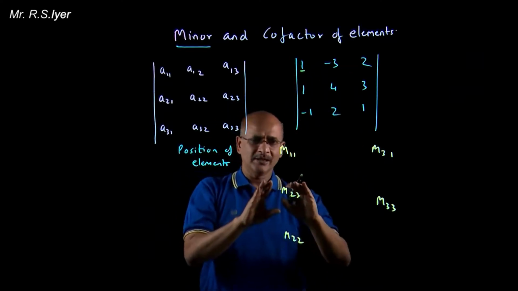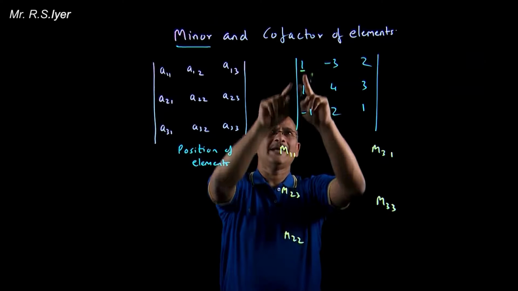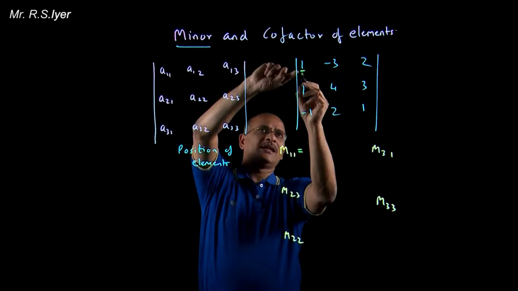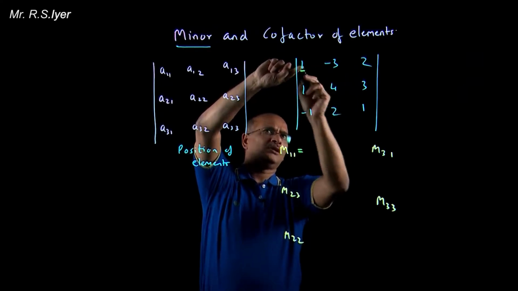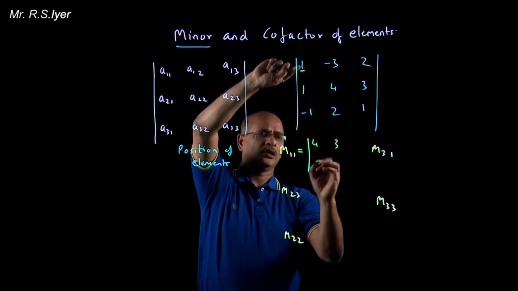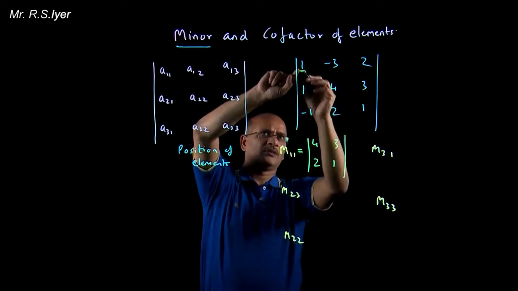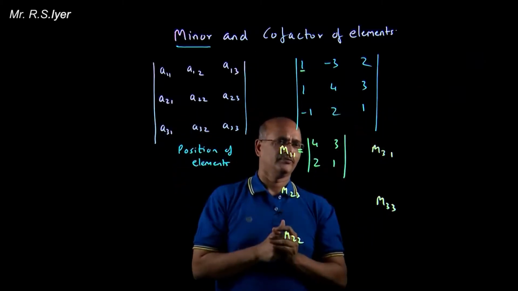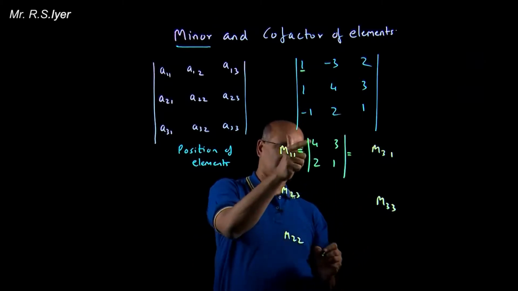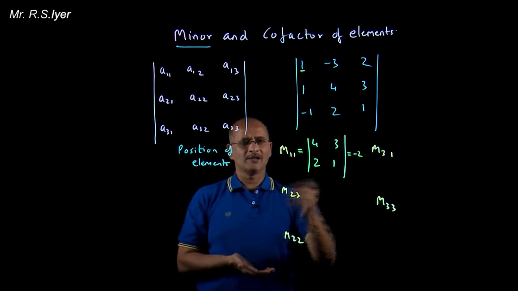The minor is nothing but the determinant of order 2 except that element. Now what I mean by this: M11 is this element, so don't consider this row and this column. So this is nothing but 4, 3, 2, 1. Remember, don't consider this row and this column because it is present in the first row and the first column. So this is the minor. Now how do you evaluate it? AD minus BC. So 4 minus 6, the answer is minus 2. So this is the minor of this element.